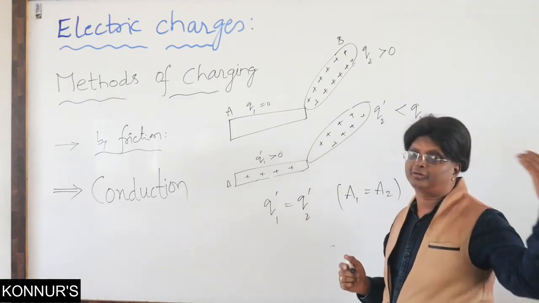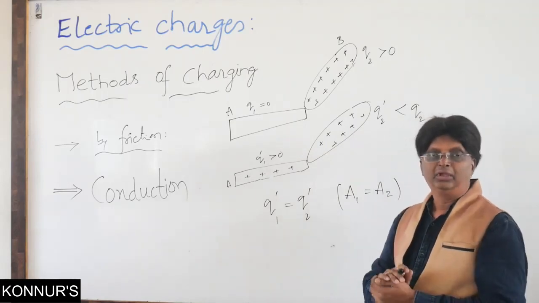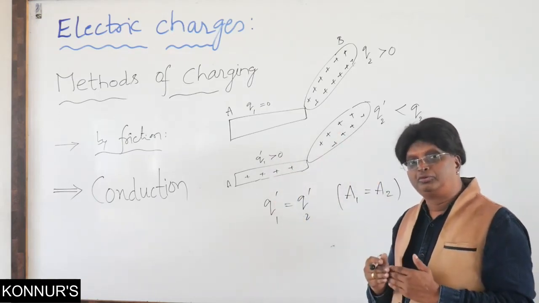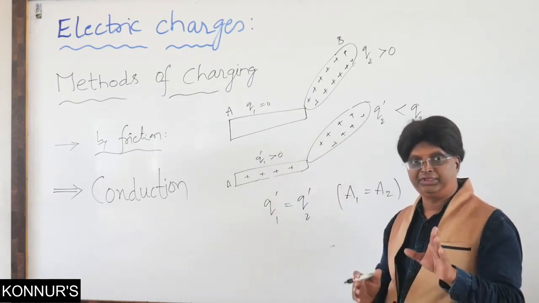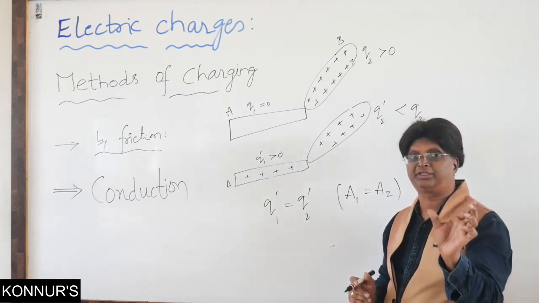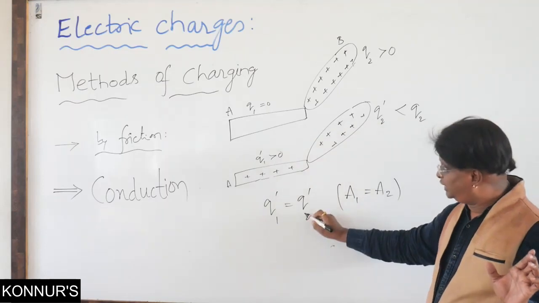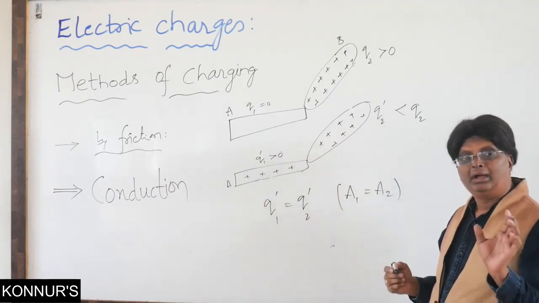These things we will come across in our next topics. Whether Q1 dash is more or Q2 dash is more, we will also do such examples. But here you remember only the principle, what are the possibilities. The possibilities are, they can be equal or they can be unequal.